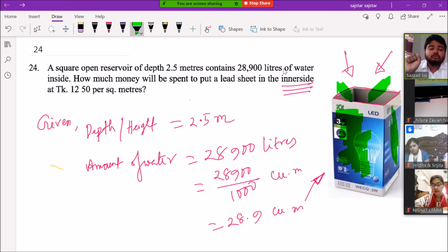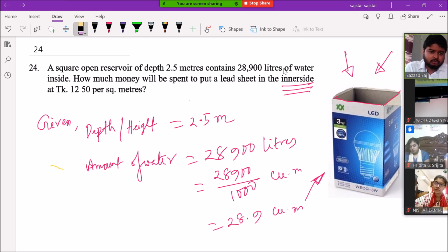So we have to find out the area of these 5 walls. If we can find out the area of these 5 walls, then our math is done. So let's try to find out the area of these 5 walls.